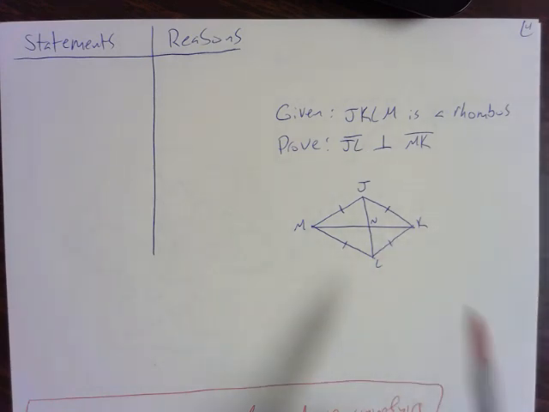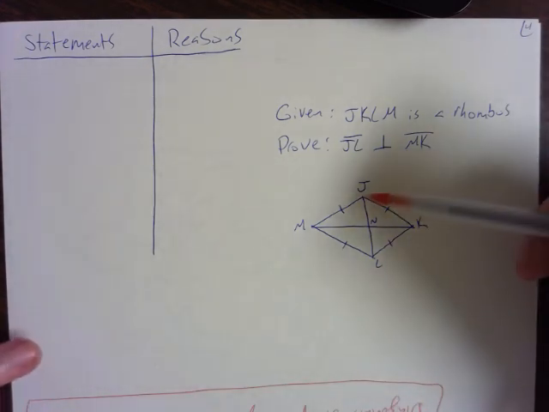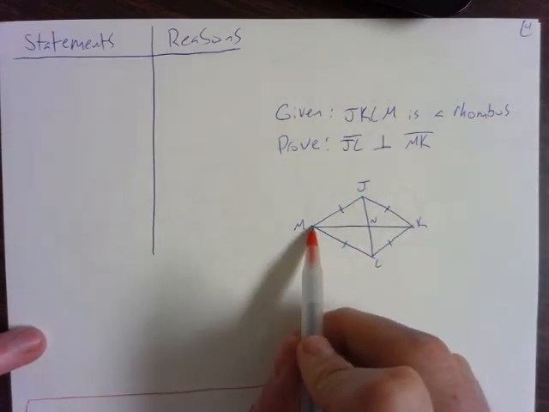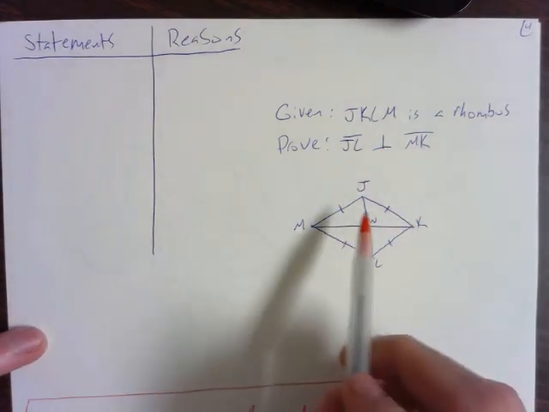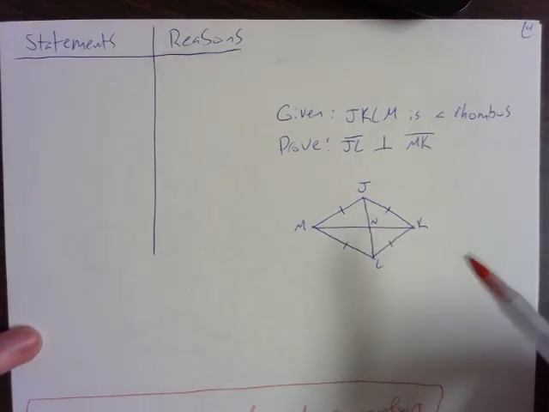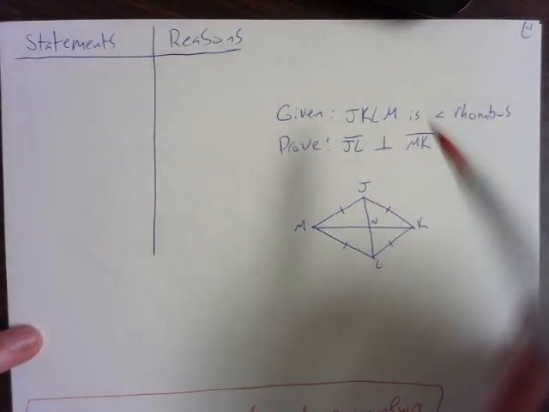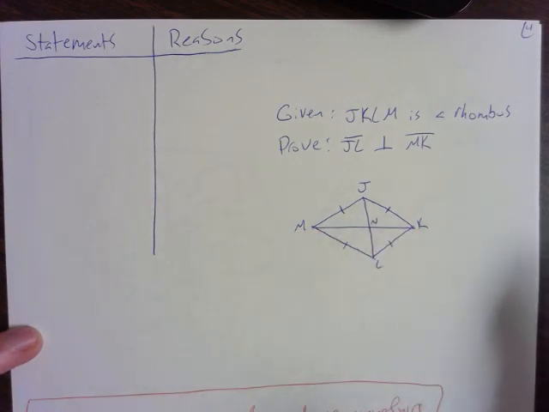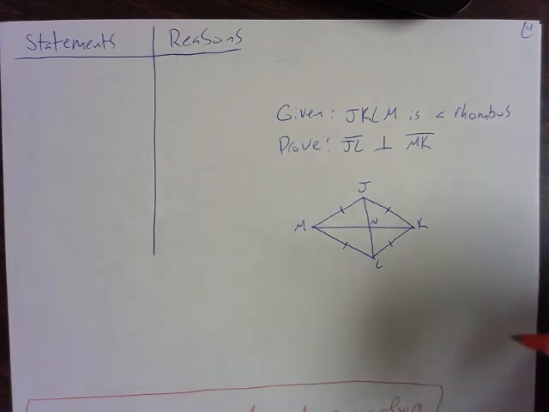Okay, and I want to prove that line segment JL is perpendicular to line segment MK. And so these are my diagonals. So I want to prove that these diagonals are perpendicular. And if you remember our last one, we were talking about diagonals of parallelograms. Now we're talking about diagonals of a rhombus. So let's see what makes a rhombus special in the diagonals of that.